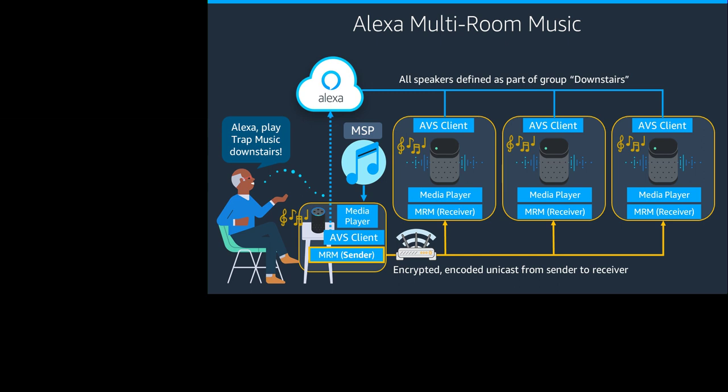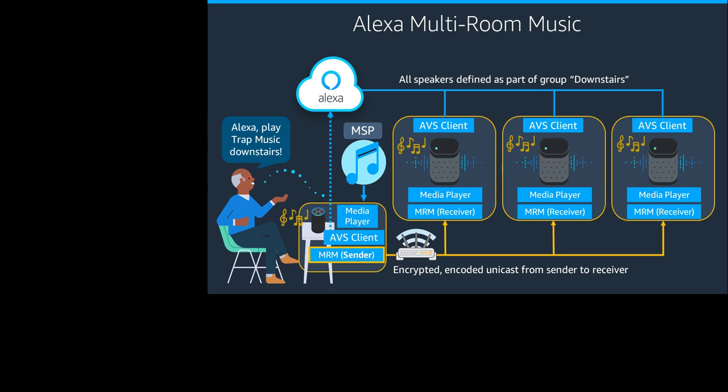Now, when the user says, Alexa, play trap music downstairs, what will happen is that when the request gets sent up to Alexa, Alexa says, aha, I know that downstairs isn't a single device, but rather it is a group of devices that are all supposed to work together in the Alexa multi-room music fashion to play music synchronously across each other. Alexa will then pick one of those devices as the sender device and give a specific instruction to that sender device, which may be the one that you spoke to, may be a completely different one.